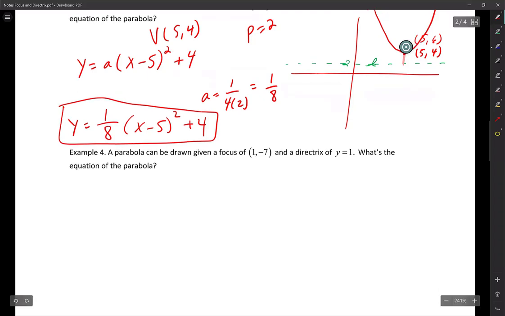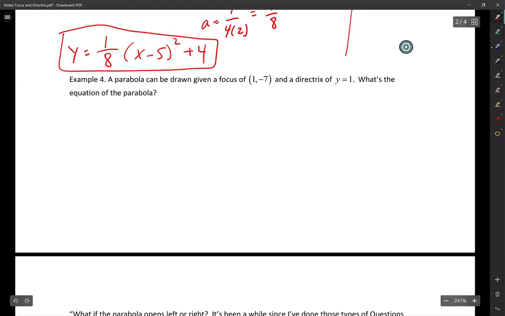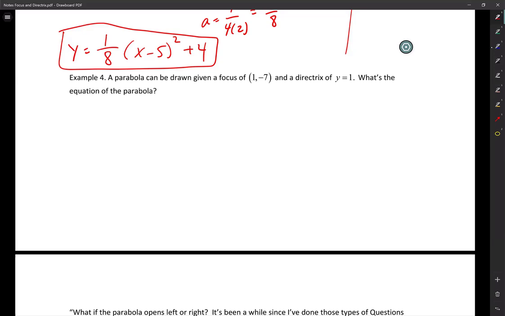Forget your displacement, your horizontal displacement, and find where the vertex is at. Yes, ma'am. We're about to do another one. Don't worry, we're going to finish pretty quick. A parabola can be drawn given a focus of 1, negative 7 and the directrix y equals 1. What is the equation of the parabola?